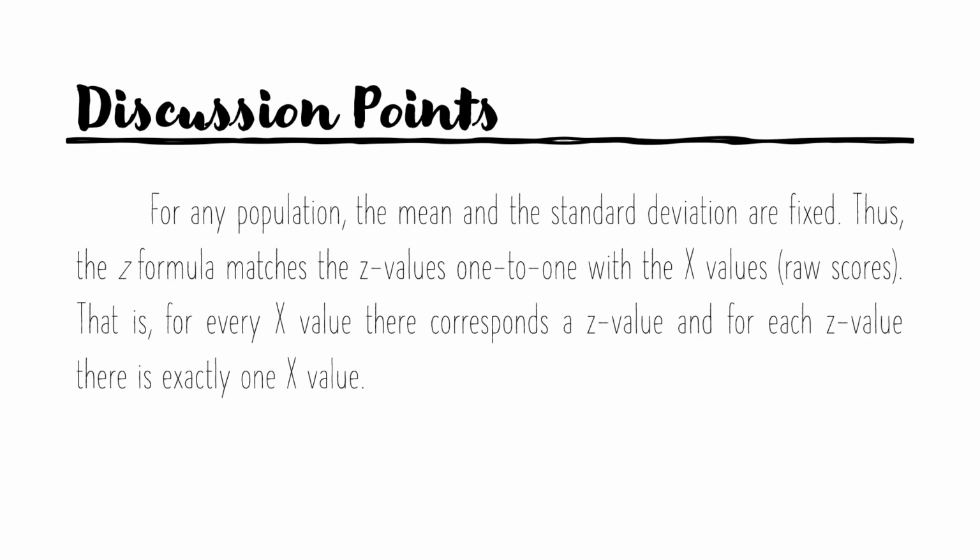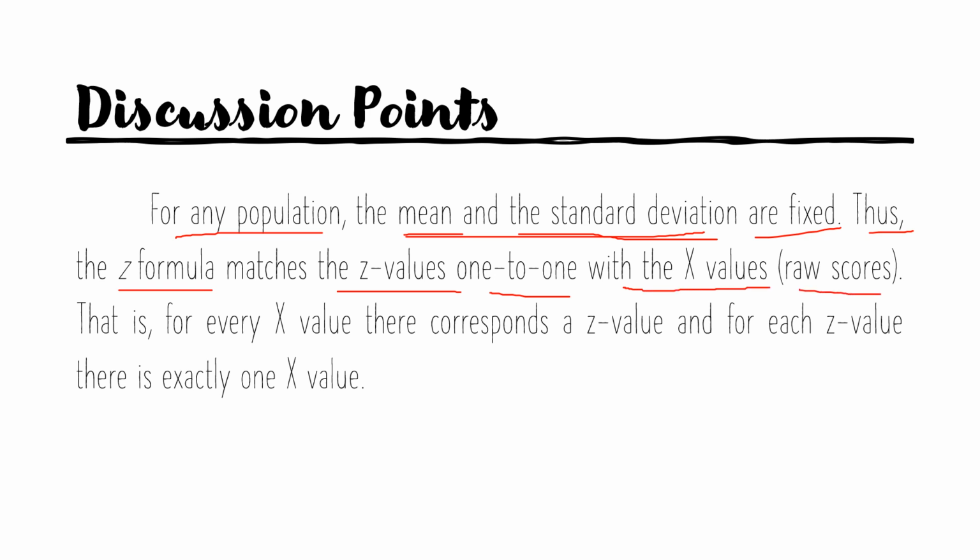Again, for the continuation of our discussion points, for any population, the mean and the standard deviation are fixed. Dealing with any population, there should be a fixed value of your mean and your standard deviation. Thus, the Z formula matches the Z values one to one with the X values or raw scores. That is, for every X value, there corresponds a Z value, and for each Z value, there is exactly one X value. So there is a one-to-one relationship between your X value and your Z value here: one Z value for only one X value, or one X value for only one Z value.